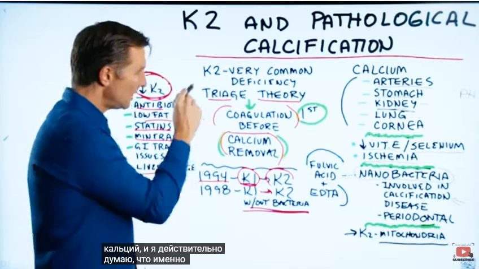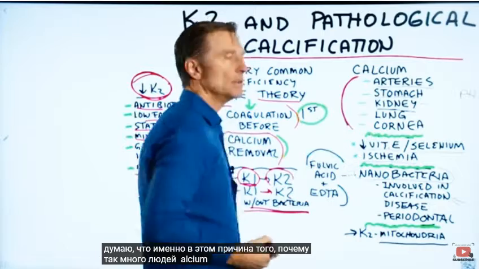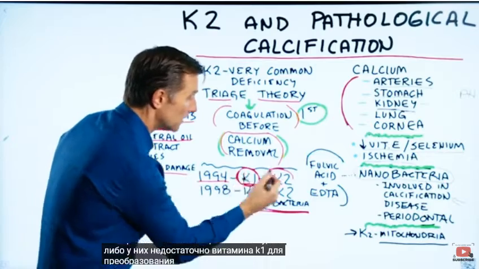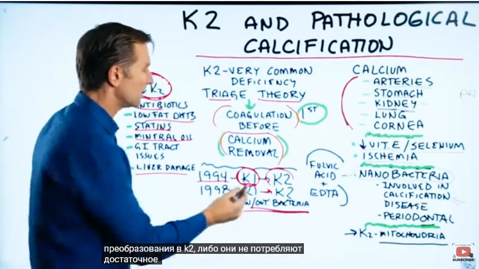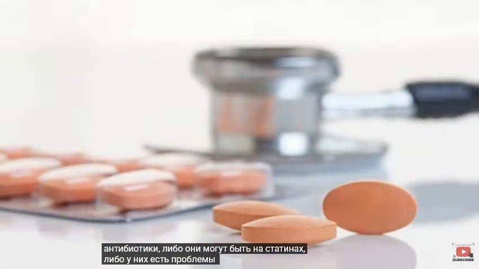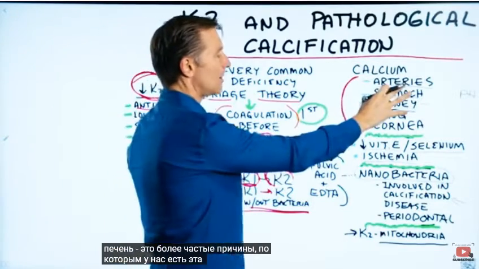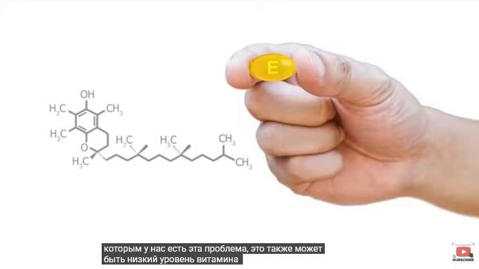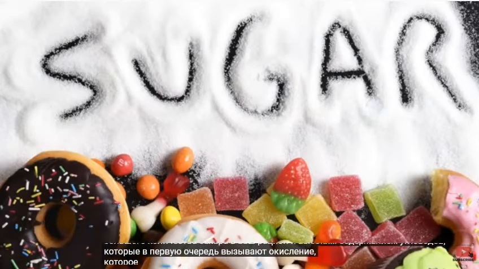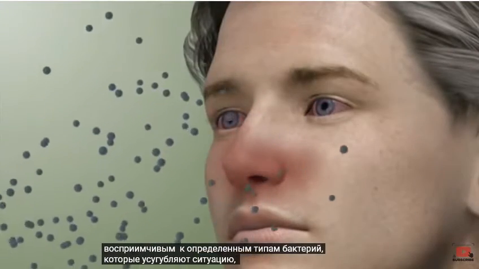And I really think this right here is the reason why so many people have calcium building up in the wrong place, simply because they either don't have enough vitamin K1 to convert to K2, or they're not consuming enough of the K2, or they're on antibiotics, or they might be on statins, or they have digestive issues or a fatty liver. Those are the more common reasons why we have this problem. It can also be a low vitamin E combined with adding a lot of sugar to your diet and high carbs, which create the oxidation in the first place, which then can even make you susceptible to certain types of bacteria, which make things worse.